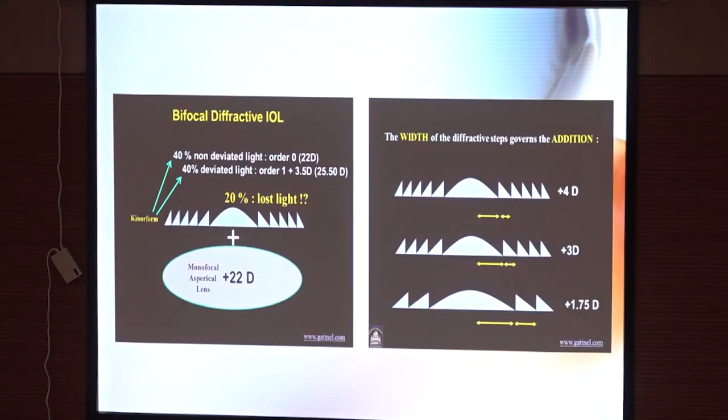So what are the diffractive optics? What is it based on? 40% of the light is for the distance, that is the zero order, and 40% is for the near, that is order 1, and 20% of the light is lost. So the width of these gratings, these are the gratings. The less the width of the gratings, the more the add. The more the width, the less the add.